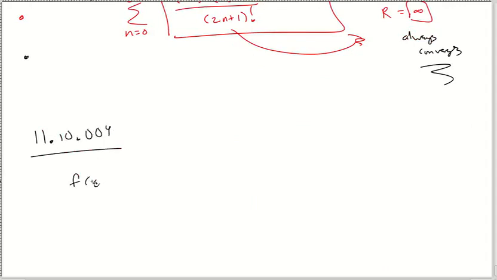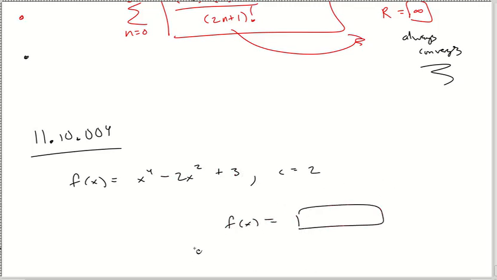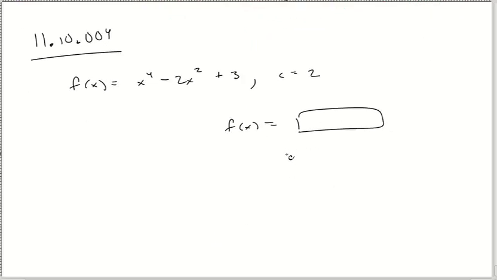So it says that my f of x is equal to x to the fourth minus 2x squared plus 3. And they say approximate this with c equals 2. And basically f of x is equal to what? I mean, they don't have any summations. They don't have anything like that. They just say f of x equals what?